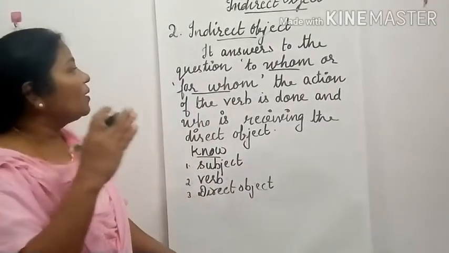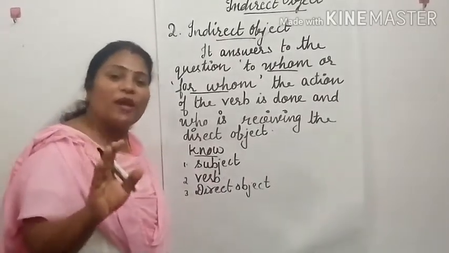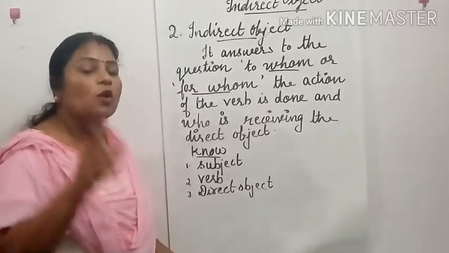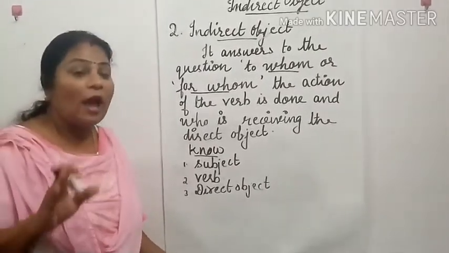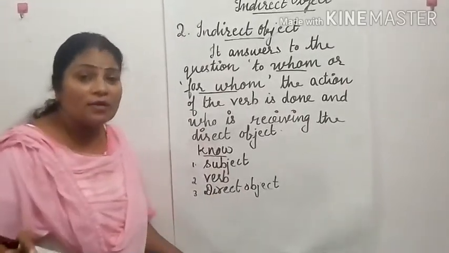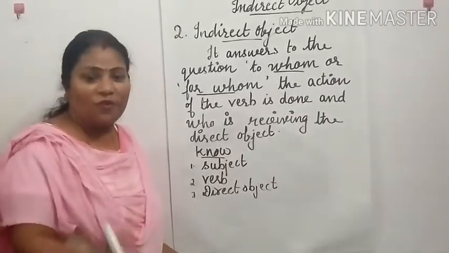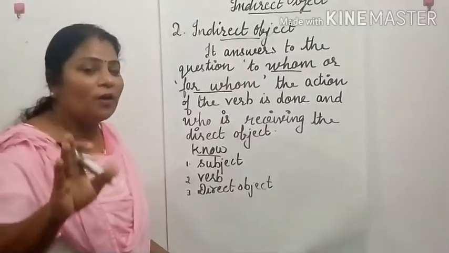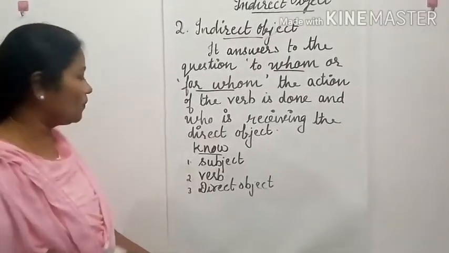See here, how can we find indirect object? It answers the question to whom or for whom. So we have to find out the verb and ask the question to whom or for whom. So again, you need to know the verb in that sentence. Okay? So now let's see.